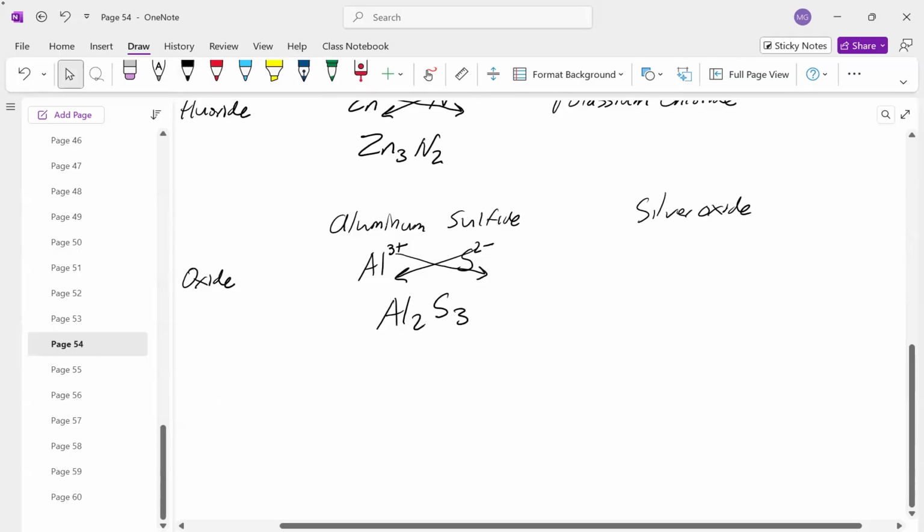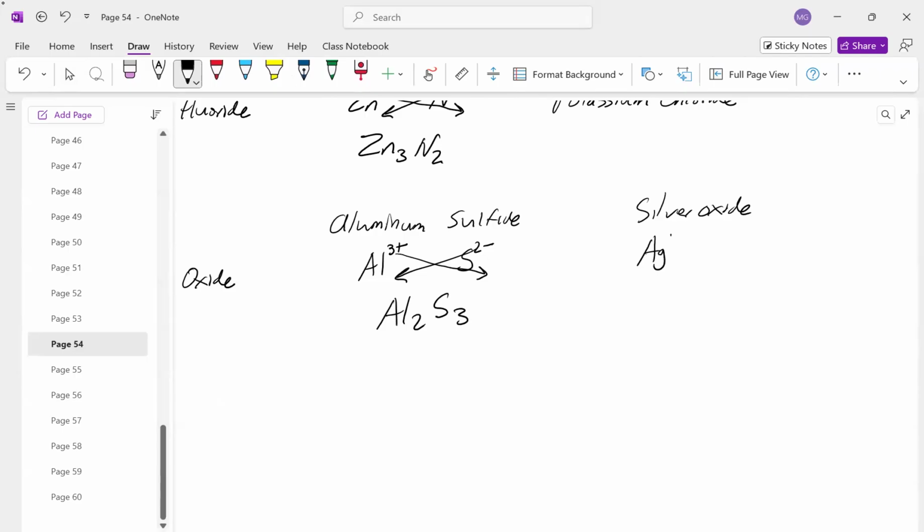And now with silver oxide, the silver ion is Ag+1. That's one of our transition metal exceptions. It's always +1. And then oxide is the O2-. I could do the same thing if I wanted to use the little crisscross method, or I could just recognize, well, I need two silvers to balance out the -2 charge of the oxygen. So Ag2O.